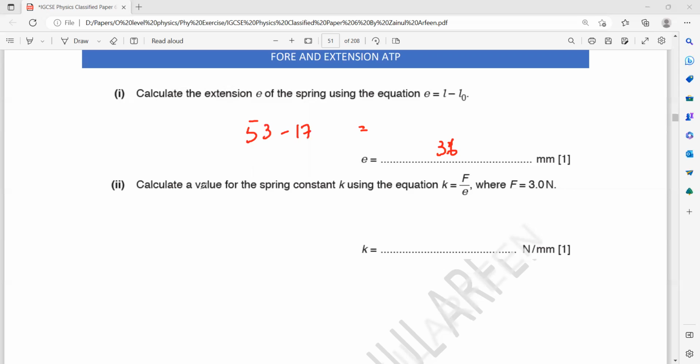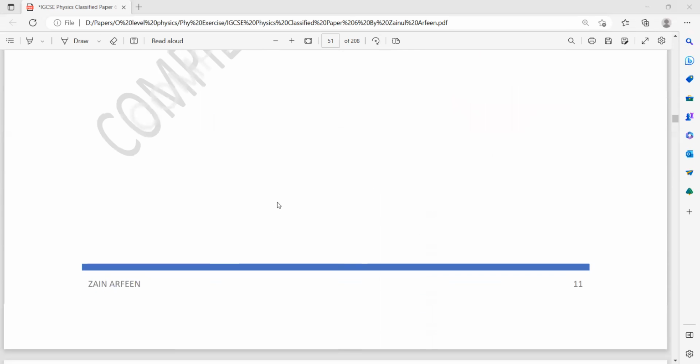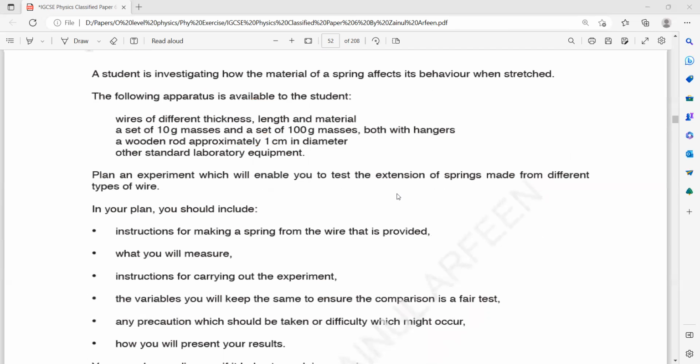Then calculate the value of the spring constant, which is k equals F over e. F is 3 and e was 36. So 3 divided by 36, what's the answer? Which is 0.08. So you'll say 0.08 Newton per millimeter. Write your answer in three significant figures, but if it is like 0.08, you cannot add any other.